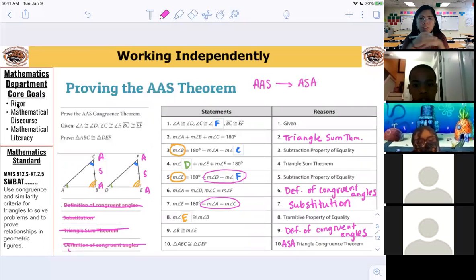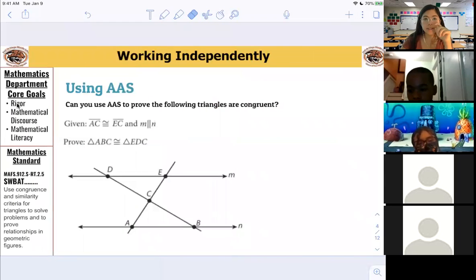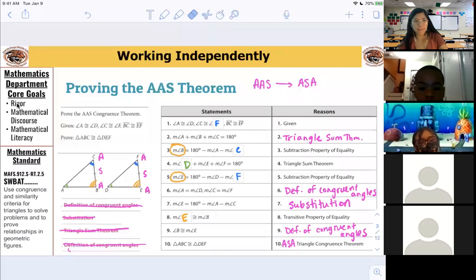So do I have any questions on why AAS works? Why I can say that it's true? No. Awesome. So now let's see if we can use it, and we're going to do a couple of examples, and I'm going to see if I can use it to prove these 2 things, or in the two examples. You want me to go back really quick? Really quick. Here you go.